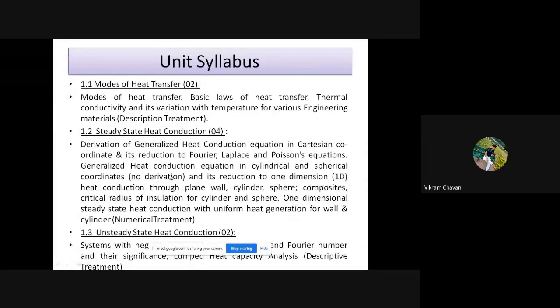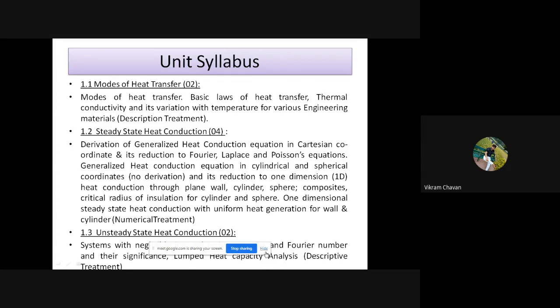The second segment of this syllabus is the steady state heat conduction equation. In this segment, we try to understand the derivations related to conduction for different applications, like plane wall, cylinder, sphere, and their composites. That means the composite plane wall, composite cylinder, composite sphere, and their derivations. There will be a numerical treatment on this particular segment.